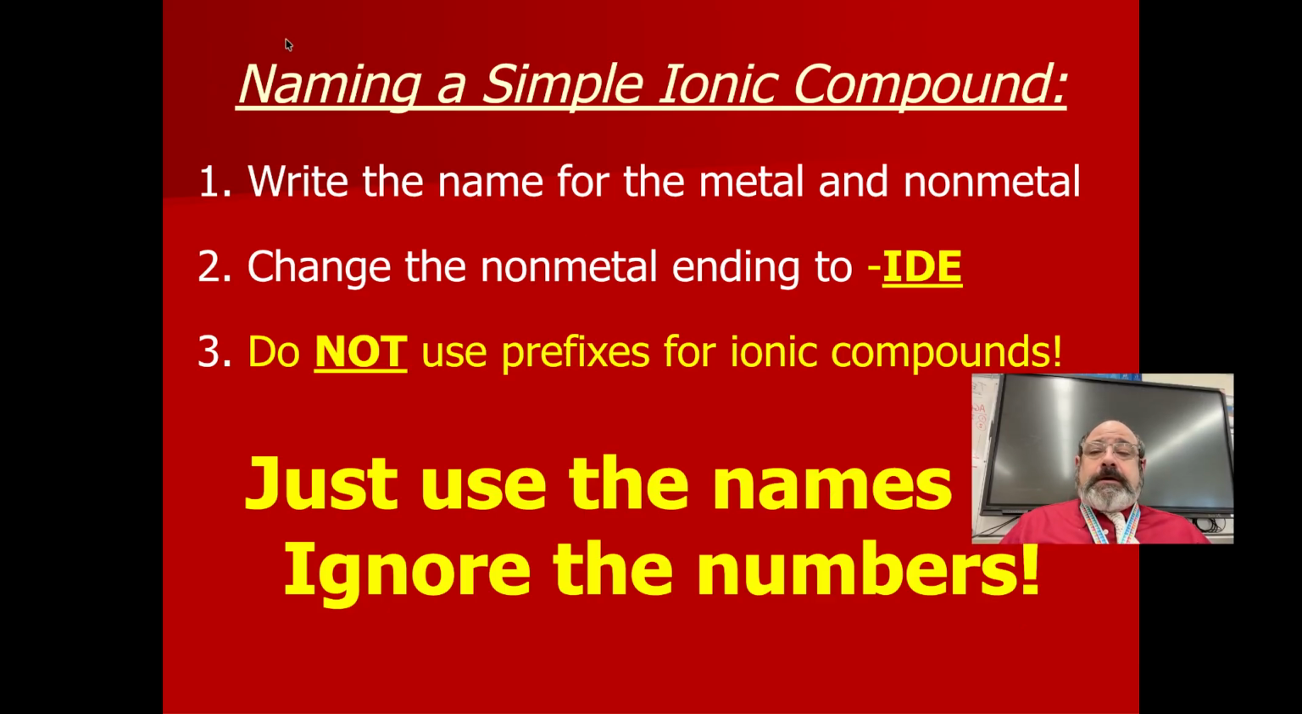Okay, so naming a simple ionic compound. All you do is write the name for the metal and the non-metal. So it's like say my name, say my name. The non-metal gets that "ide" ending, just like they did in covalent compounds. So IDE is for all the endings. You don't use a prefix, you don't use numbers. All you do is say my name, "ide." That is what you do.